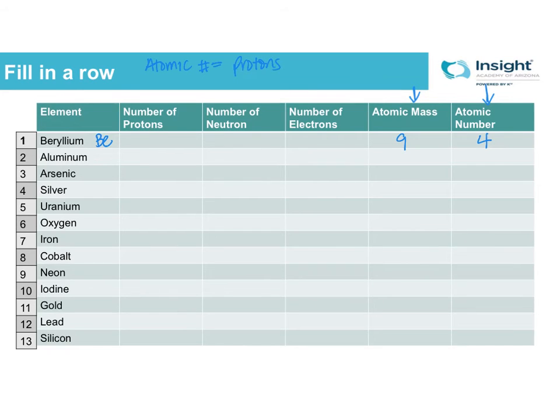If you remember your rules from the last slide, atomic number equals protons. Again, we're not being told that this isn't neutral, so we can say that protons equals electrons in this case. And our neutrons are going to be equal to our mass minus our protons. So atomic number is equal to protons, so beryllium has 4 protons. It's got to have an equal number of electrons, and our neutrons are going to be 9 minus 4, which equals 5.